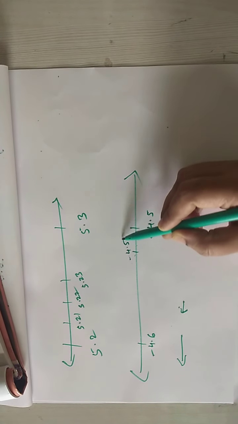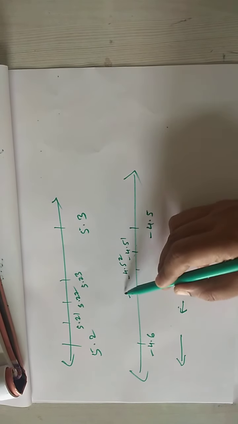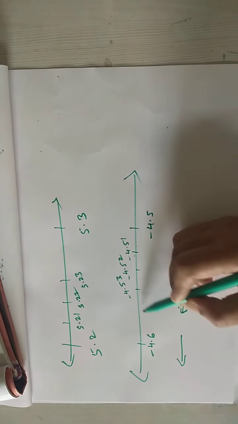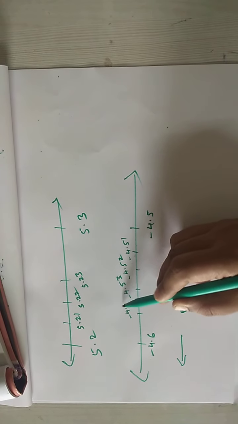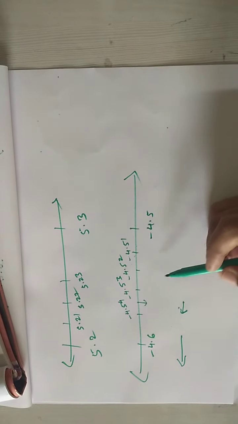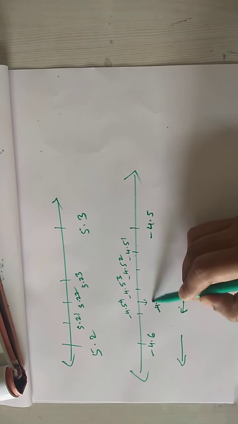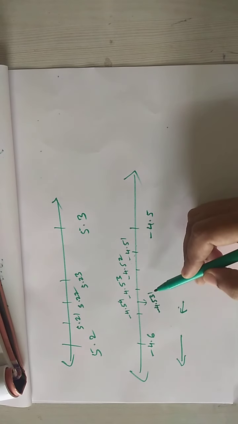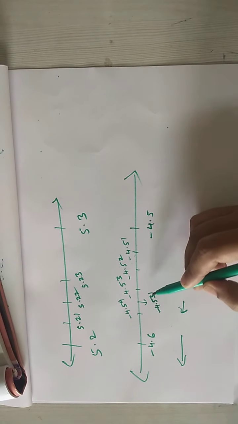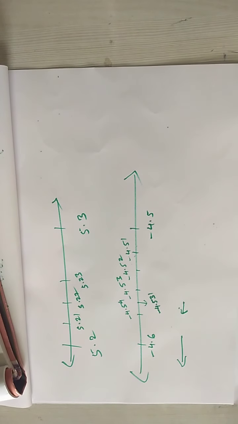See, minus 4.51, minus 4.52, minus 4.53, minus 4.54. Can you tell me a number between minus 4.53 and minus 4.54? It will be minus 4.531, 4.532, 4.533, and so on. So this is how the number line will help you to solve question number 4.